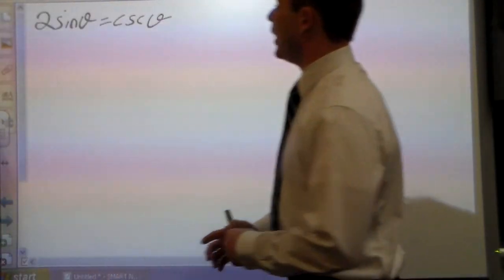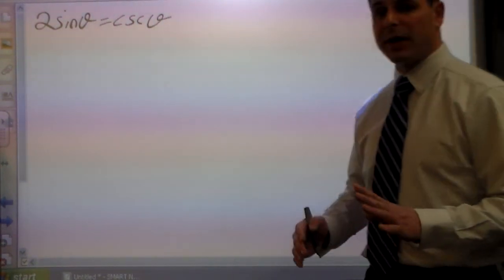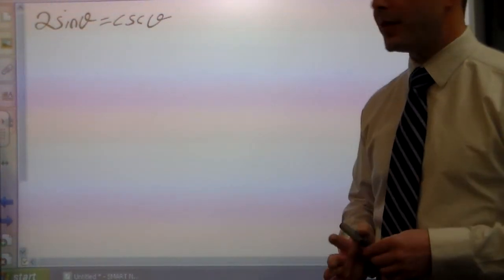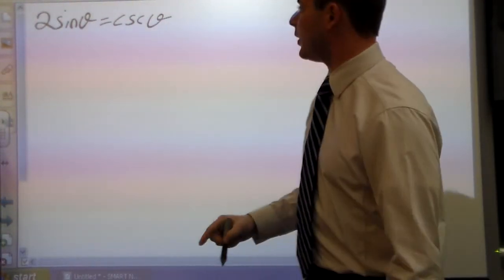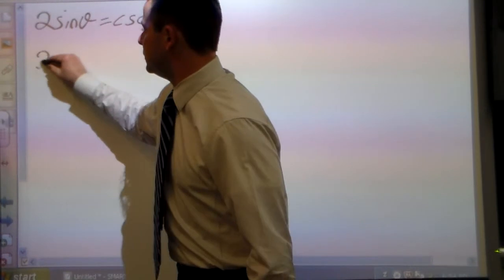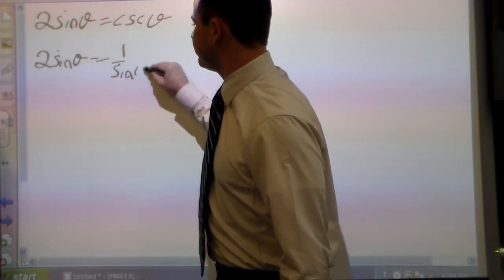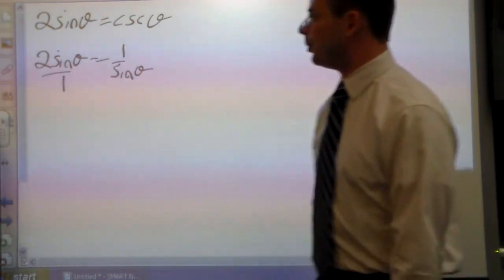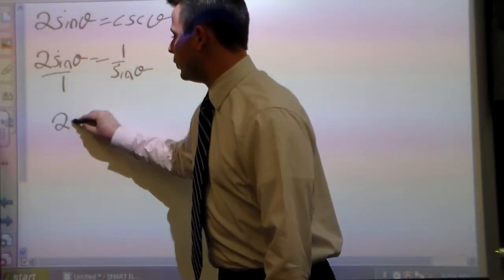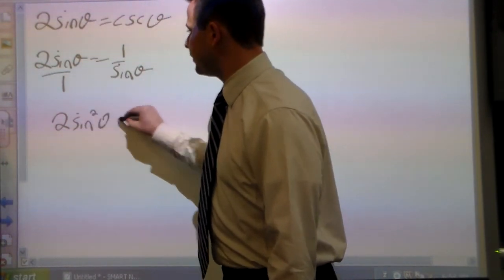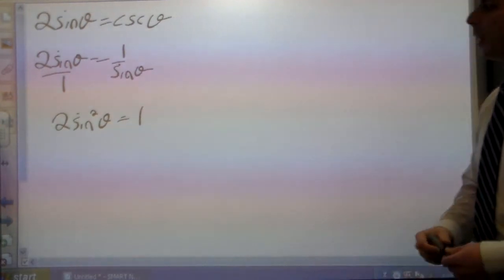Last example. Now in this case, we have 2 sine equals cosecant. Not a second degree function. We cannot use Pythagorean identities because nothing's being squared. But we do have reciprocal identities. Cosecant is equal to 1 over sine. Well, let's put this over 1, and now we'll remind us to cross multiply. 2 sine times sine is 2 sine squared, and cross multiply equals 1.